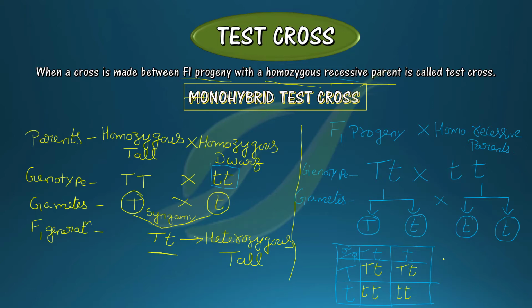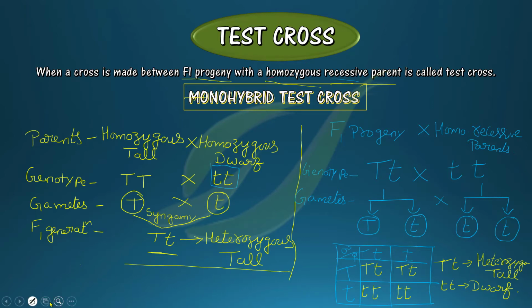Out of these 4 plants, this is tall. So capital T and small t is nothing but what? Heterozygous tall it is. You have got heterozygous tall. And then small t is nothing but what? Dwarf. Now let us see the phenotypic and genotypic ratio of monohybrid test cross.